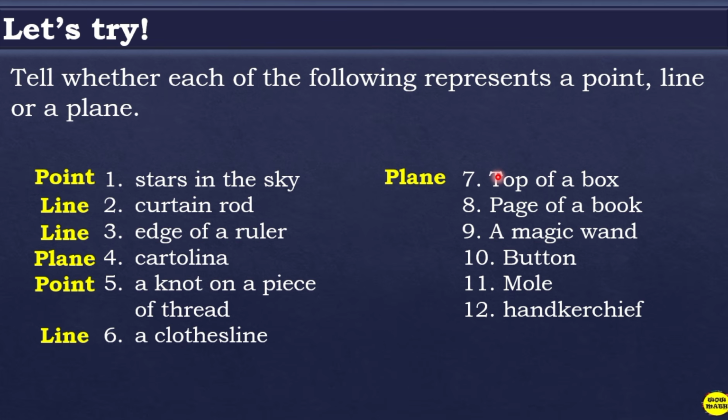Next, page of a book. If you have a book there, one page is a representation of a plane. A magic wand is a line. A button, or botones, is a point. Next, mole, or nunal. Look at your mole. What is its representation? That is a point. And a handkerchief. If you look at your handkerchief, that is a plane.